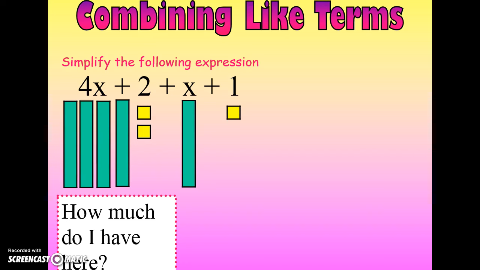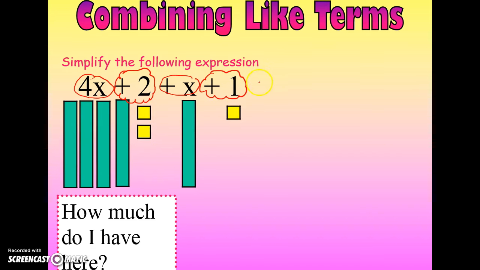Because 4x and x are like terms. The 4x and the x are like terms. That's why here in the visual, those are your green rectangles. And then 2 plus 1, those constants are also like terms with each other. That's why those are little yellow squares.